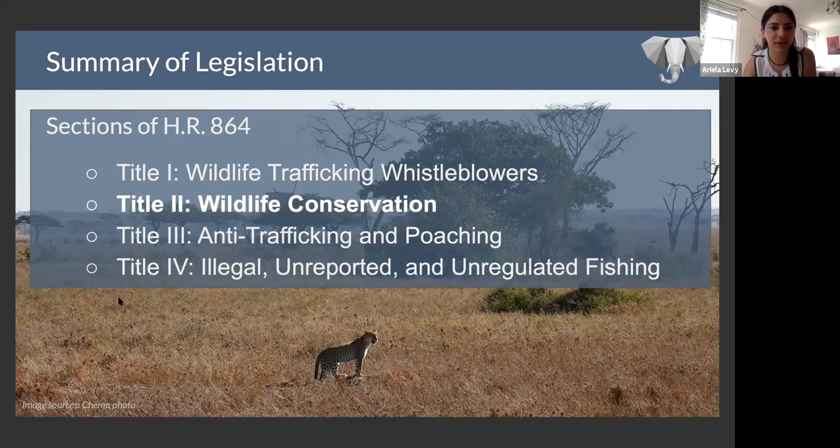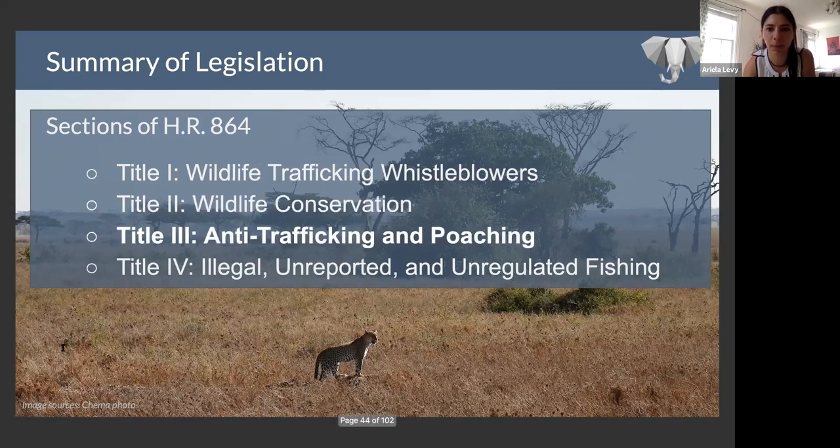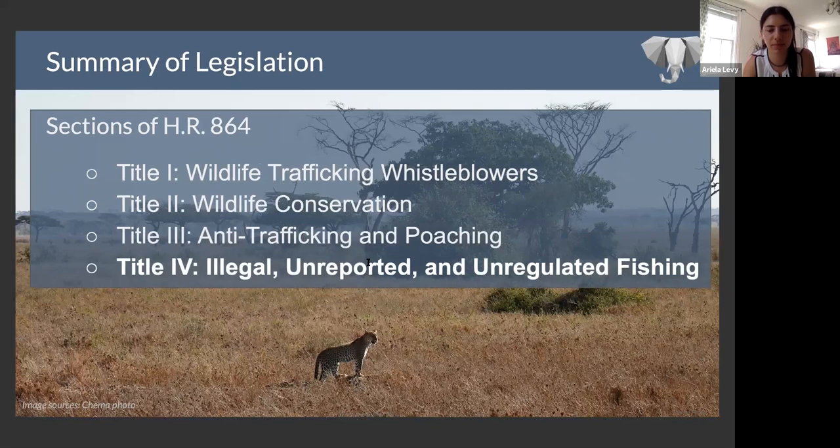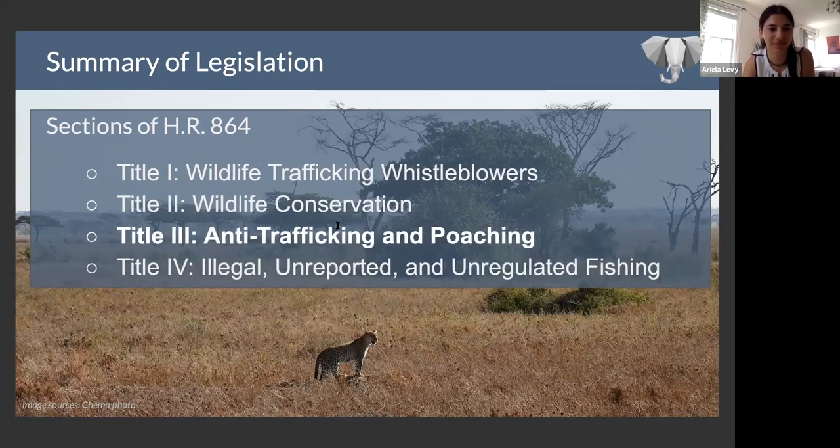Title II is designed to promote wildlife conservation internationally. The Secretary of the Interior will carry out an international wildlife program with the U.S. Fish and Wildlife Administration to support species conservation globally. Money received from fines will help fund conservation initiatives. Title III is designed to prevent trafficking and poaching at the source. A U.S. Fish and Wildlife officer will be stationed in countries with high trafficking activity to work with local authorities to enforce conservation and anti-trafficking.